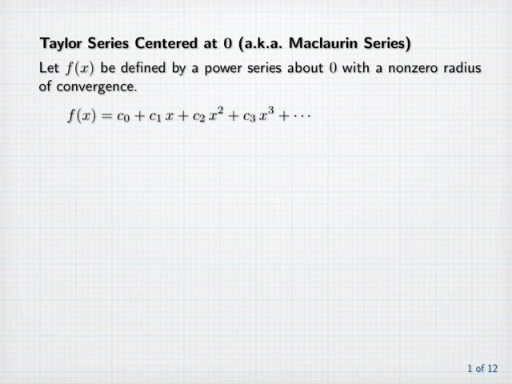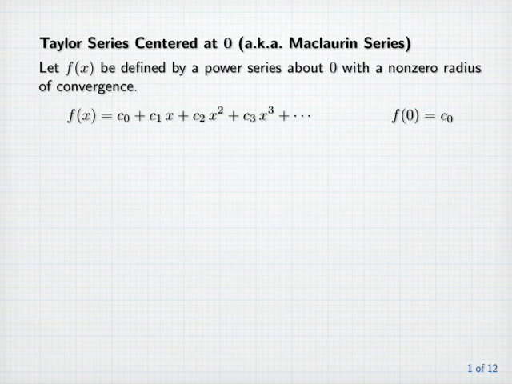That is, f of x equals c0 plus c1 times x plus c2 times x squared plus c3 times x cubed, and so on. Now right away let's take note of the fact that the value of this power series at x equals 0 is the leading coefficient c0. Now let's see what successive derivatives of this function look like and what their values at x equals 0 are.